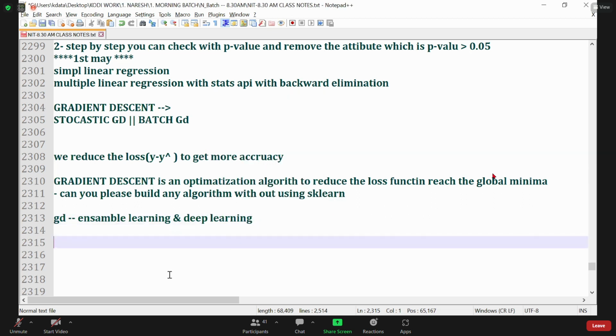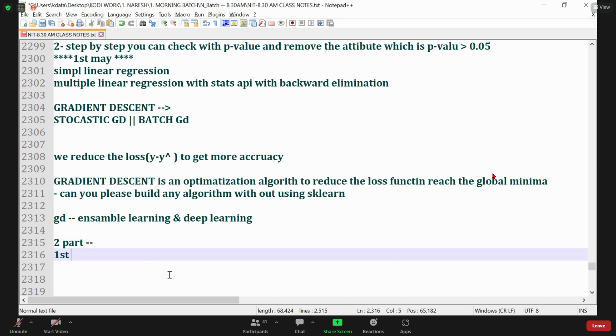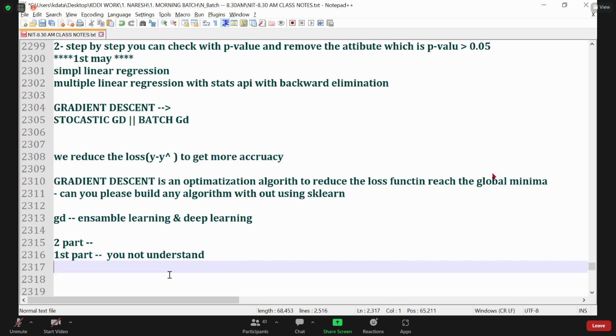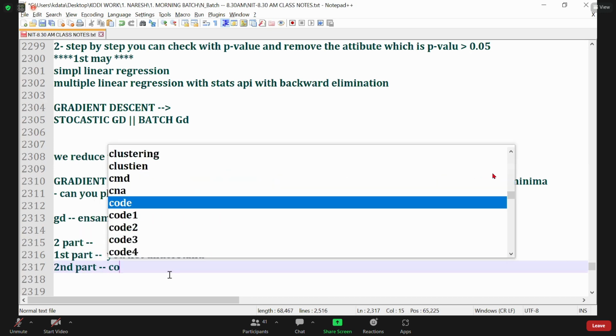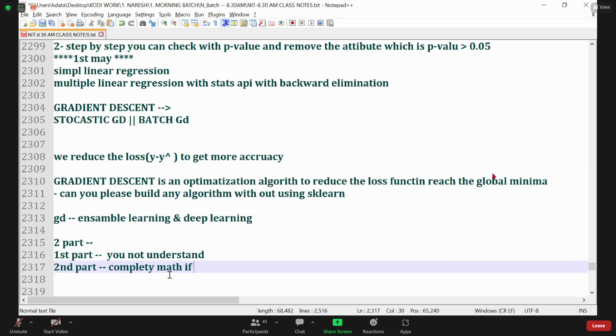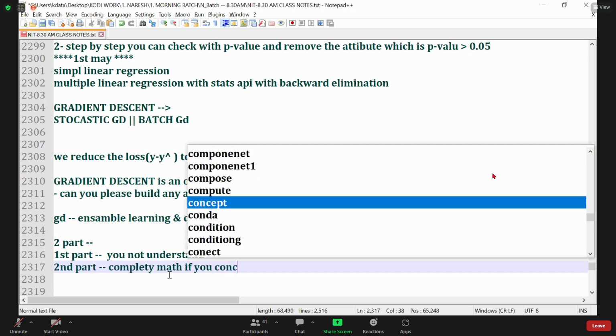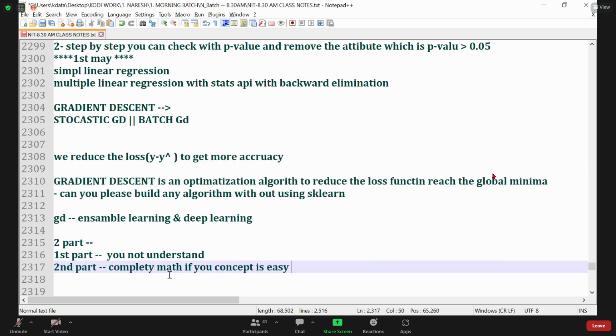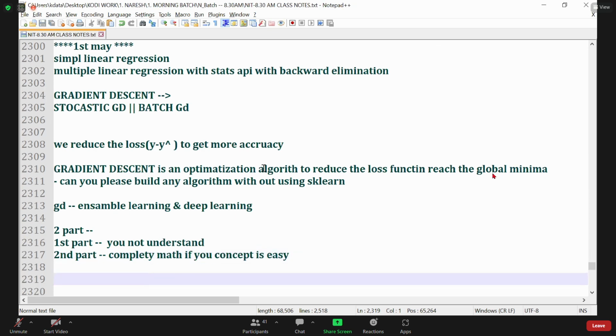Here I will give you these explanations in two parts. Understand? Gradient descent I will explain in two parts. First part, you don't need to understand deeply. Second part, it's completely math. If you listen well, then this concept is easy. If you don't listen well, then you will never understand this part. Are you guys clear? All right. So let's go ahead.